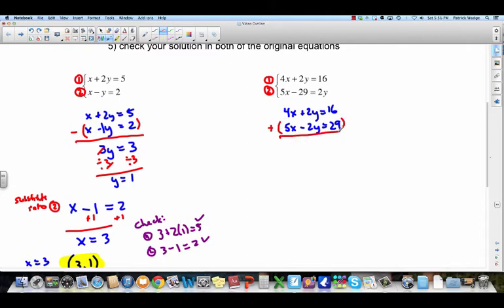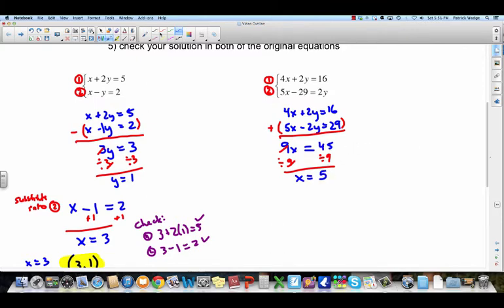What do we get when we add that? Well, we get 4x plus 5x, which is 9x. We get 2y plus negative 2y, that cancels out completely. It's 0, so we don't have to write that. And we get 16 plus 29, which is 45. Again, we're left with a very simple equation to solve. Divide by 9, those cancel. We're left with x equals 5.